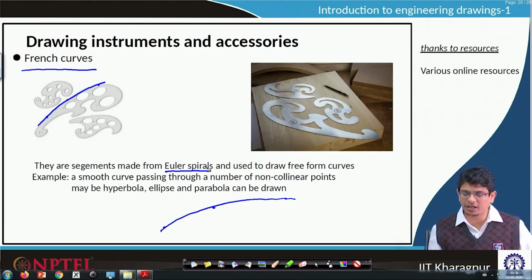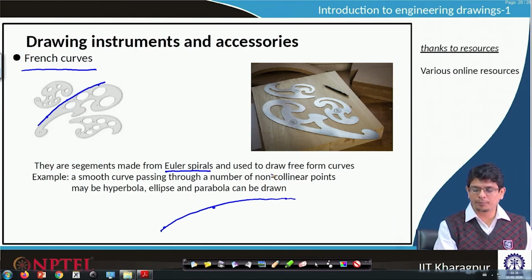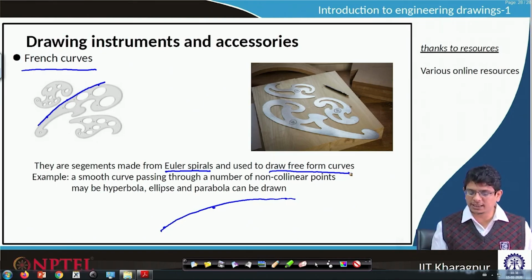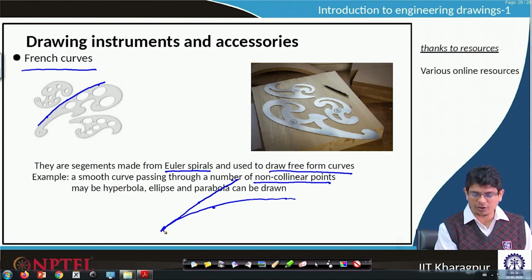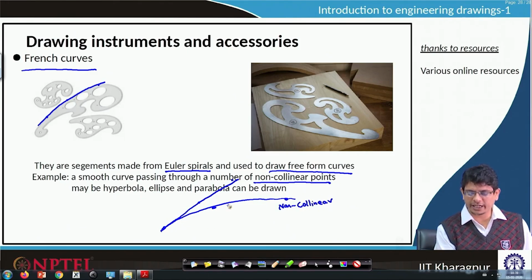Part of the Euler spiral will be taken and this French curve will be made, meant for drawing free form curves. For example, a smooth curve passing through a number of non-collinear points. For example, this point, this point, this point, these are collinear points. However, these 3 points are non-collinear. To represent a curve, we use French curves.